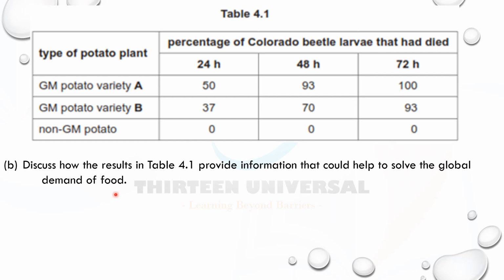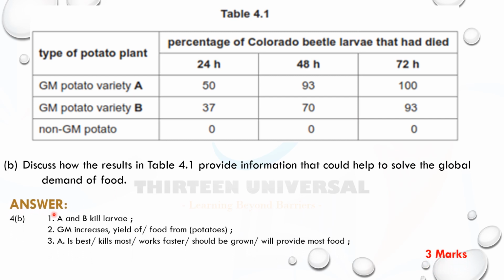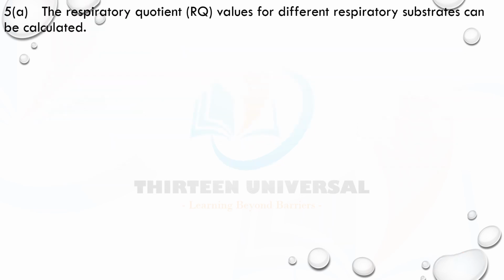Is that okay? So let's see what they have to say. Look at it. A and B kill larva. That's what this tells us. That's what this number tells us. So GM increases yield. By killing the larva, yield is increased. And don't forget that A is best or works faster because, can you see? 100 against 93, it kills more, or provides most food. So that's 3 marks there for you. Let's go to the next question, guys.